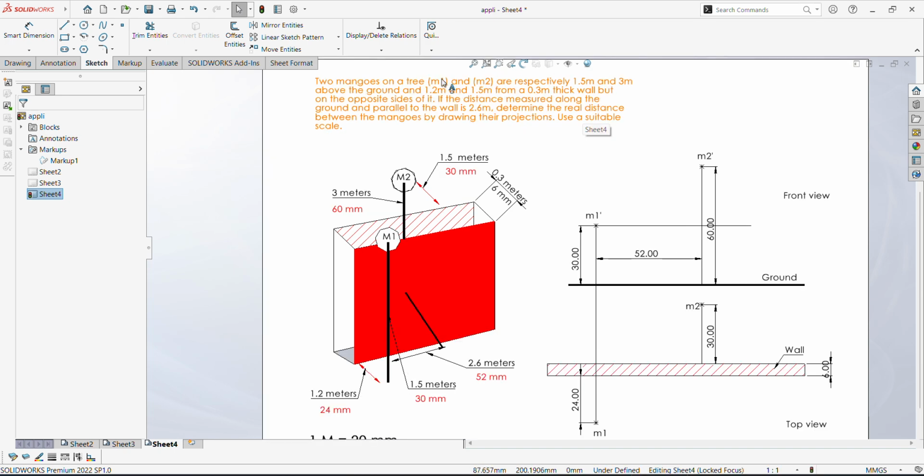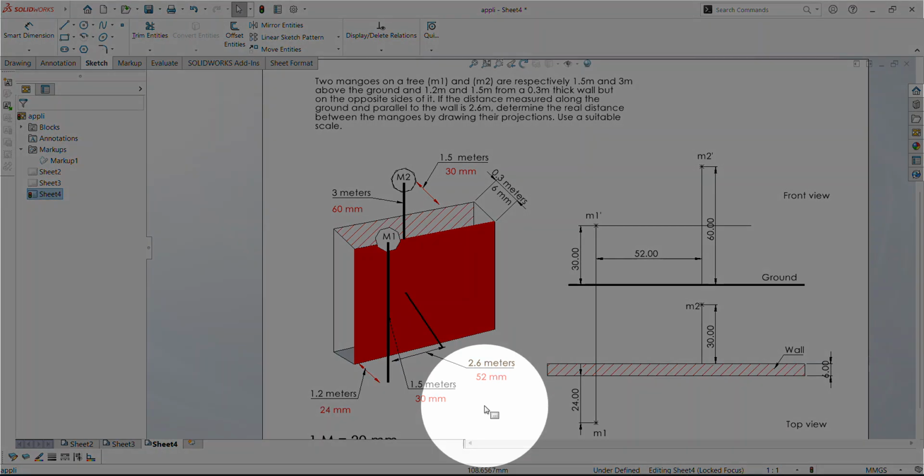Now they've also mentioned that mango 1 is 1.2 meters from the 0.3 meter thick wall. So 0.3 meters is a 6 mm wall, right? From that wall, it is 1.2 meters, which is 24 mm. So mango 1 is 24 mm away from the wall, and mango 2 is 1.5 meters away from the wall, which is 30 mm away from the wall. So they've given the distance of mango 1 and mango 2 from the wall, and the elevation of both the mangoes. And what they've also given is the horizontal distance between mango 1 and mango 2. That's my mango 1 and that's mango 2. They've given the horizontal distance between mango 1 and mango 2 to be equal to 52 mm, right? That is 2.6 meters, or 52 mm.